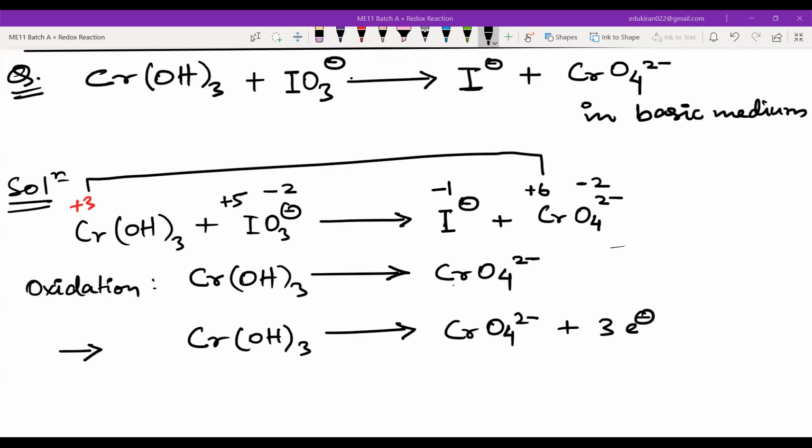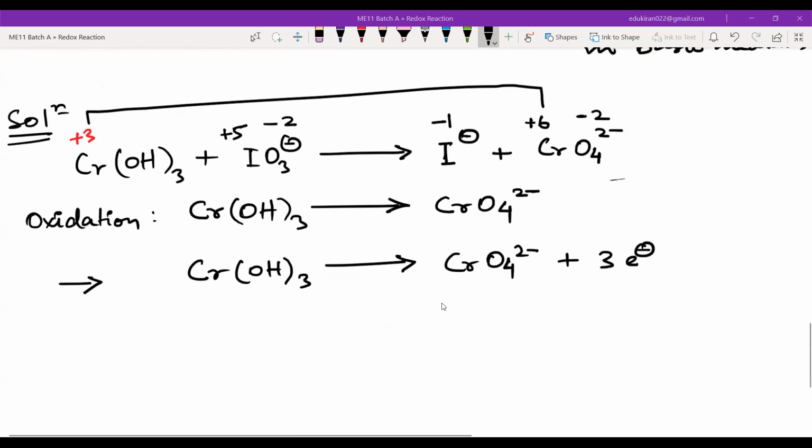Now what I can do is, if I will get -5 charge here, it is good that we have a basic medium. If we have a basic medium, that means we have a lot of OH minus. So I can do Cr(OH) whole thrice plus 5 OH negative, and this will give me CrO4 2 negative plus 3 electron. This makes sense, yes or no? Yes, all of you.